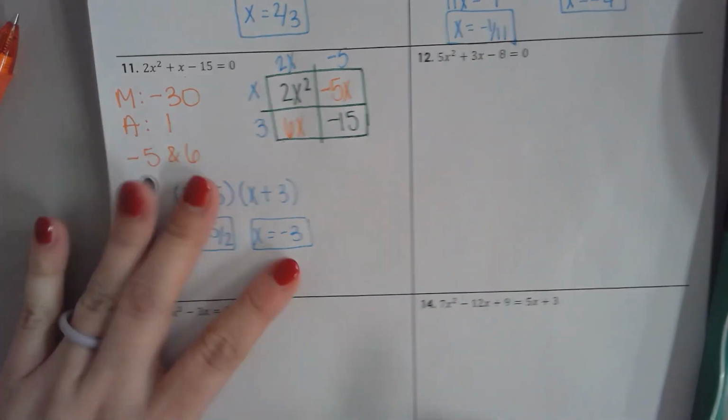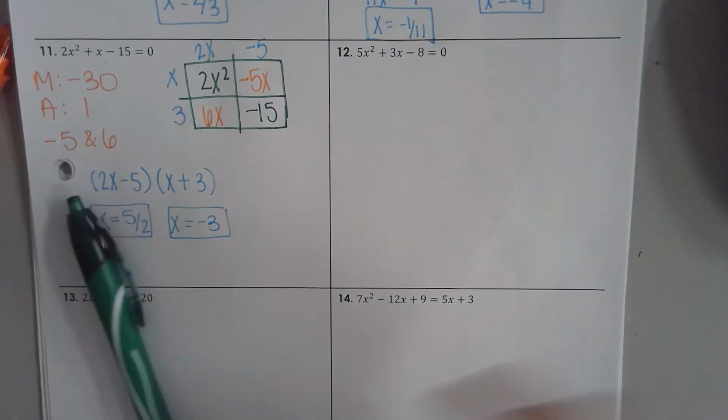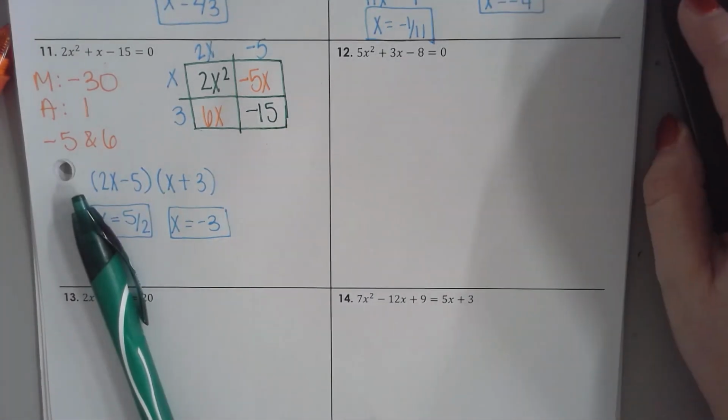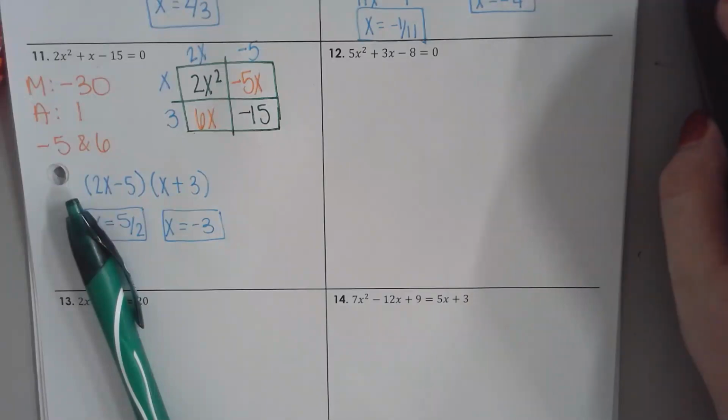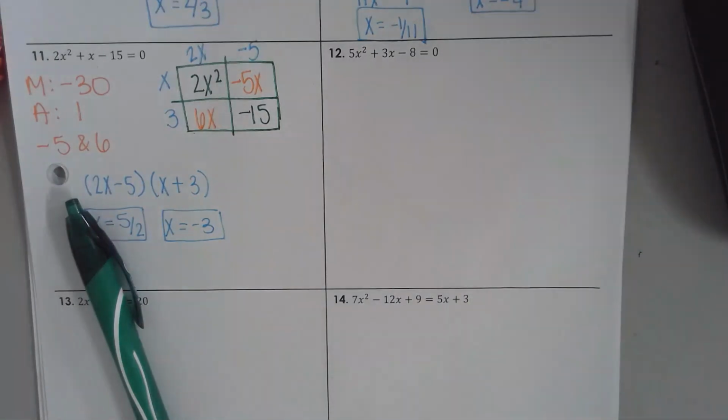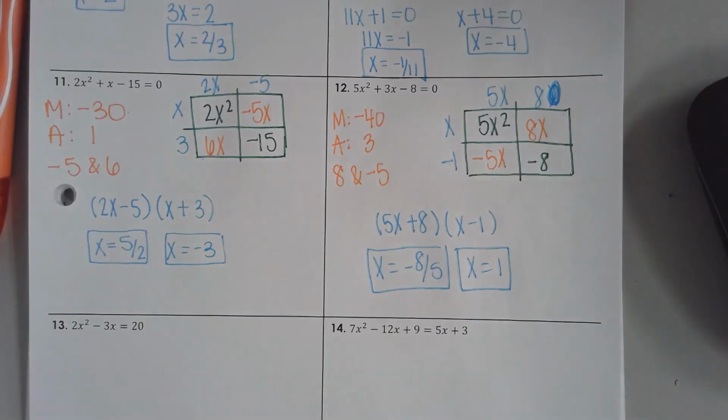All right, you got enough time to work on number 12. I will work on it and then just put the answer up. You should have x-intercepts at negative 8/5 and at positive 1.